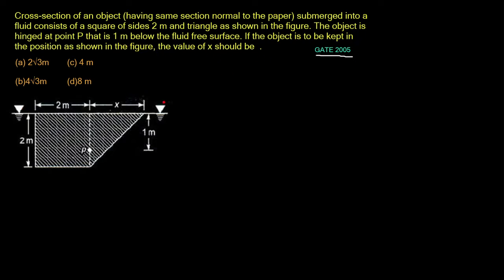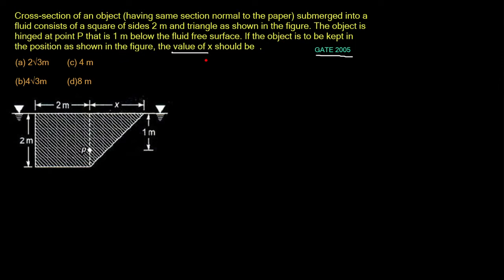So what we have here is an object like this. It is a composite shape consisting of a square 2 meter by 2 meter and a triangular part. So here we have a hinge at point P, and the question is to find the value of x if the object is to be kept in the position as shown in the figure.